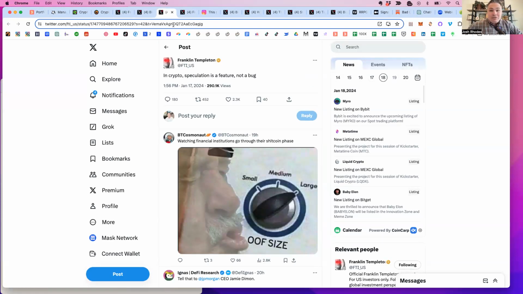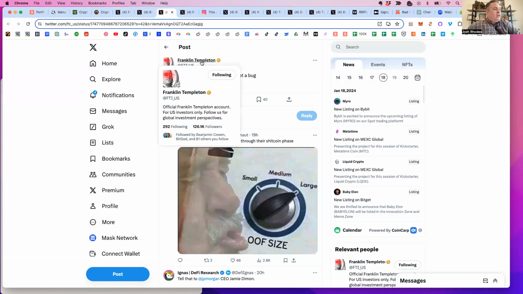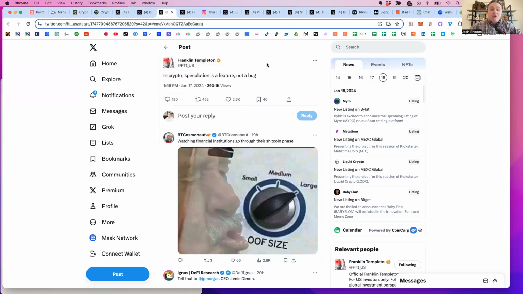Franklin Templeton is one of those ETFs. If you're not familiar with Franklin Templeton, this is old school money at its best, and in the last few days, whoever's running their X account has absolutely changed, they're just talking about crypto nonstop, and they're talking like a crypto bro. It is the biggest about face I've seen in a traditional Wall Street institution ever. "In crypto, speculation is a feature, not a bug." That is an absolute degenerate crypto degen comment if I've ever heard one.